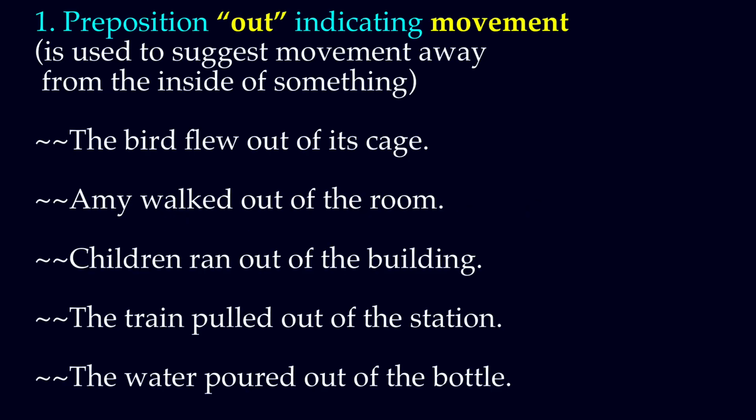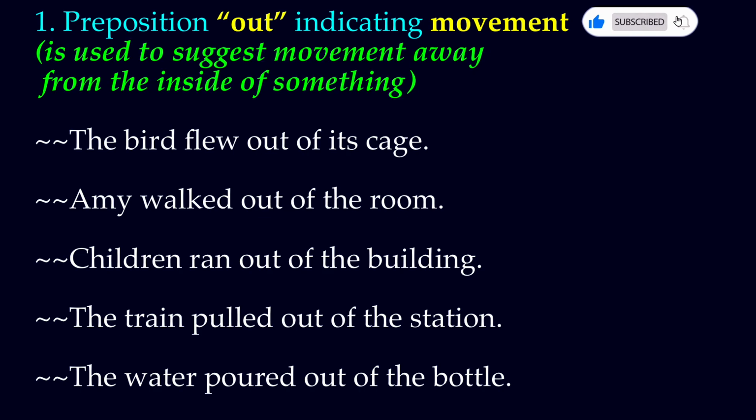1. Preposition out indicating movement is used to suggest movement away from the inside of something. The bird flew out of its cage. Amy walked out of the room.